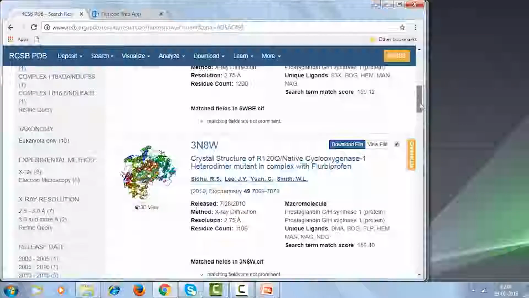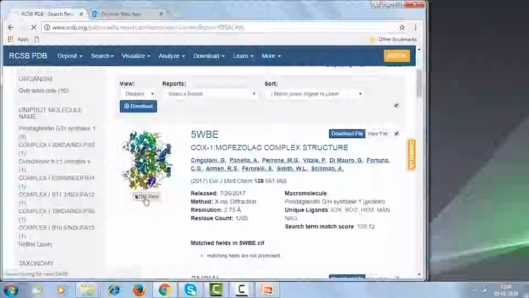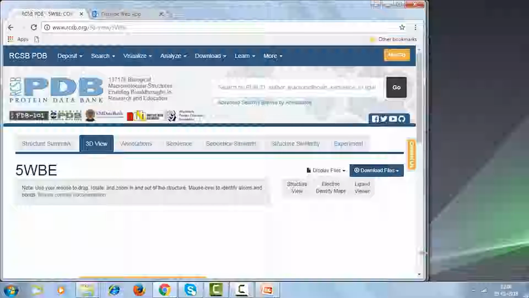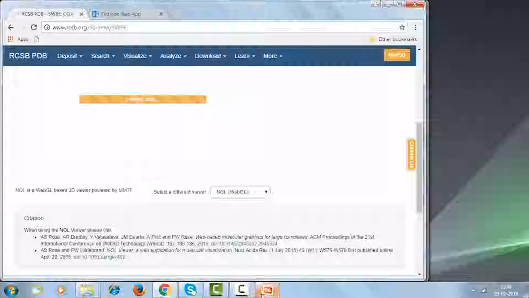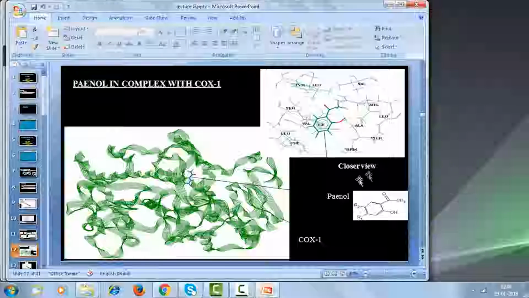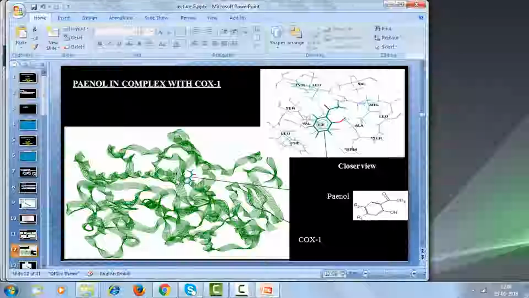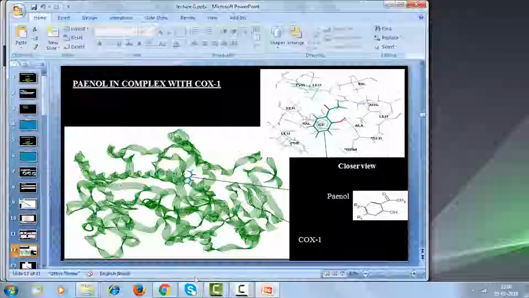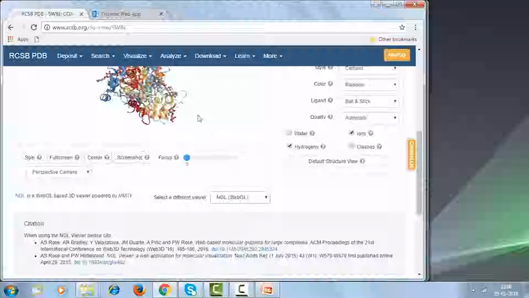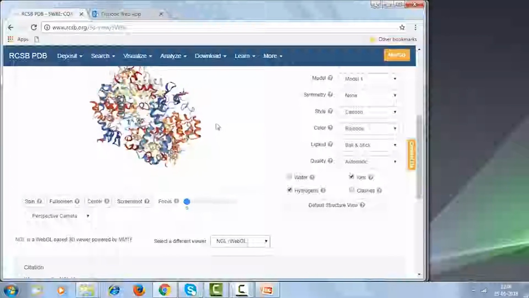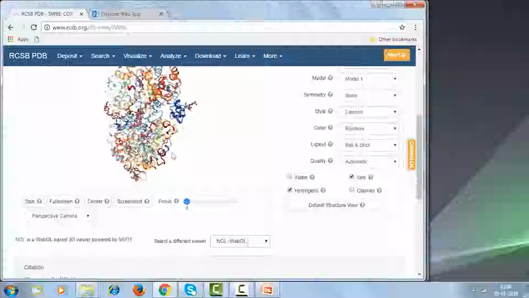Based on our requirement, we can download the crystal structure from PDB, and of course we can use AutoDock, and we have a large number of molecules which we have synthesized as derivatives. So we can dock all of them, as you can see here, docking to the COX1. This is the cyclooxygenase 1.